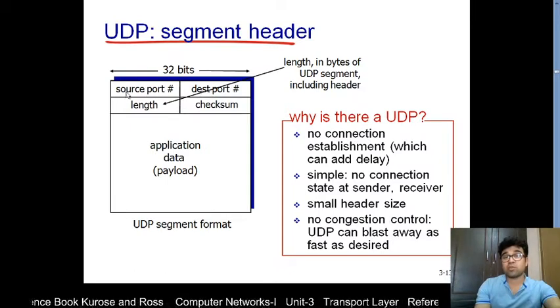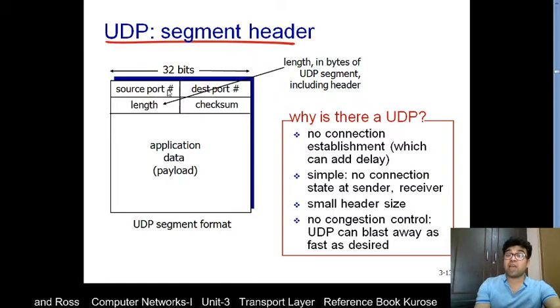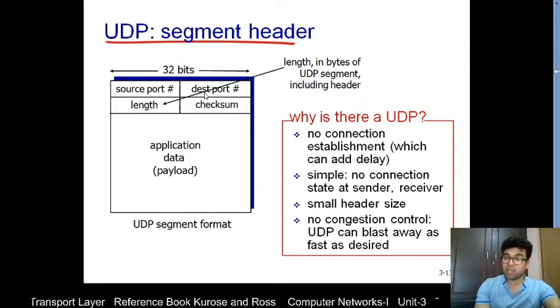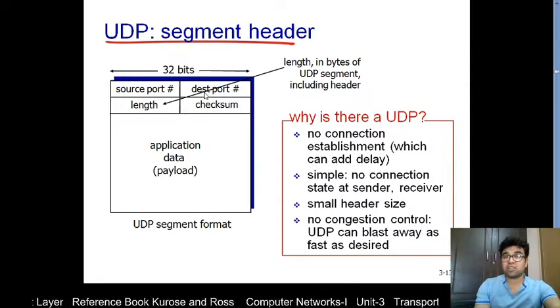This source port number is used for identifying the process running at the client side machine, and the destination port number is used for identifying the DNS server process running at the destined or destination machine.